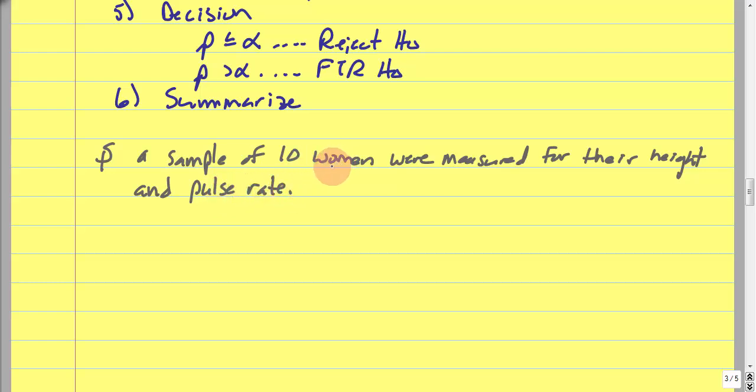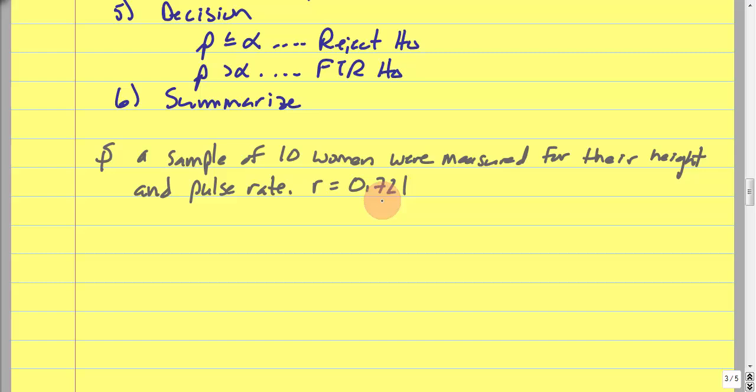And after we went through and calculated these with our calculator, we found that r is going to be equal to 0.721. Now this value of r, that's our sample linear correlation coefficient. So this is pretty close to 1, and because it's pretty close to 1, it implies that there's a fairly strong linear correlation between the variables of height and pulse rate.